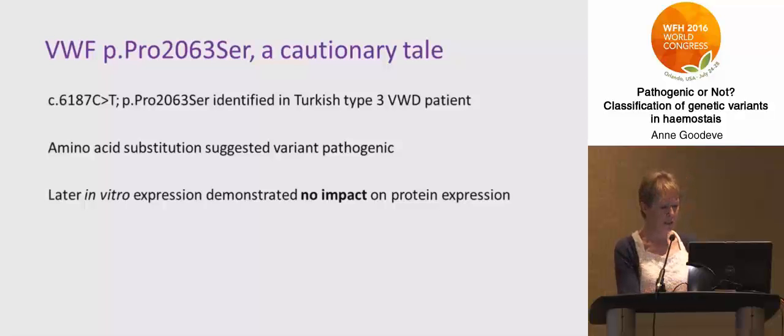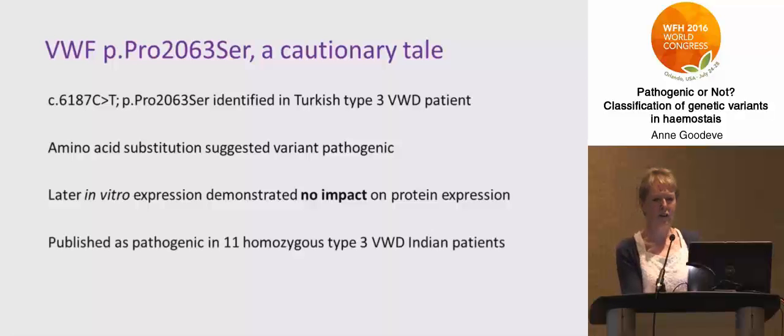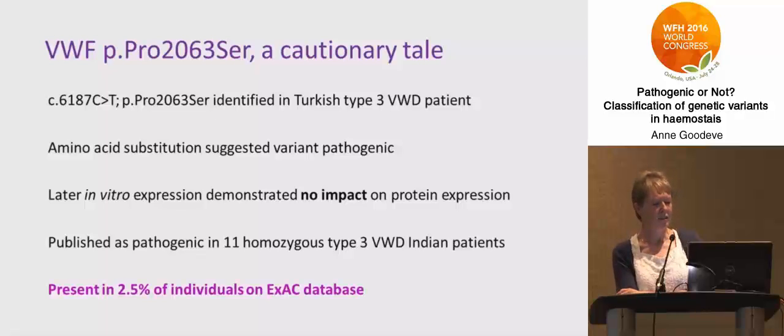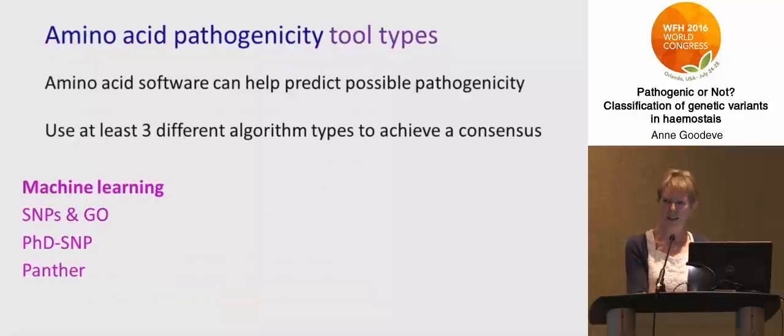So we suggested that it was initially, but later on undertook some in vitro expression work that actually showed it had no impact whatsoever on our in vitro expression. So the levels are the same for the variant and for the wild-type protein. It was later published as pathogenic in 11 homozygous Indian patients, but if you look on the ExAC database, it's present in 2.5% of individuals, so it's further evidence that it's very unlikely to be pathogenic. So take care when looking at the various lines of evidence.